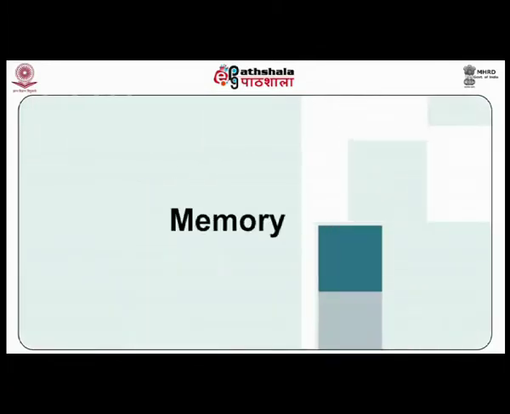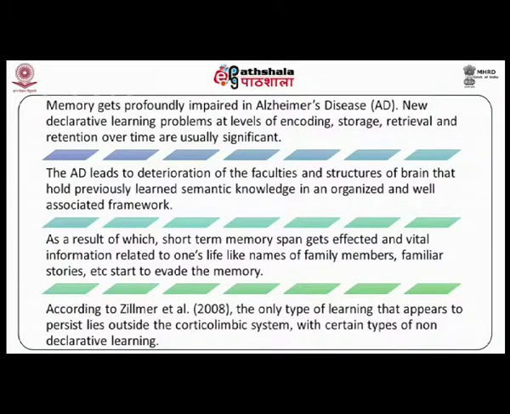Memory. Memory gets profoundly impaired in Alzheimer's disease. New declarative learning problems at levels of encoding, storage, retrieval and retention over time are usually significant. AD leads to deterioration of the faculties and structures of the brain that hold previously learned semantic knowledge in an organized and well-associated framework, as a result of which short-term memory span gets affected and vital information related to one's life, like names of family members, family stories, etc., starts to evade the memory.